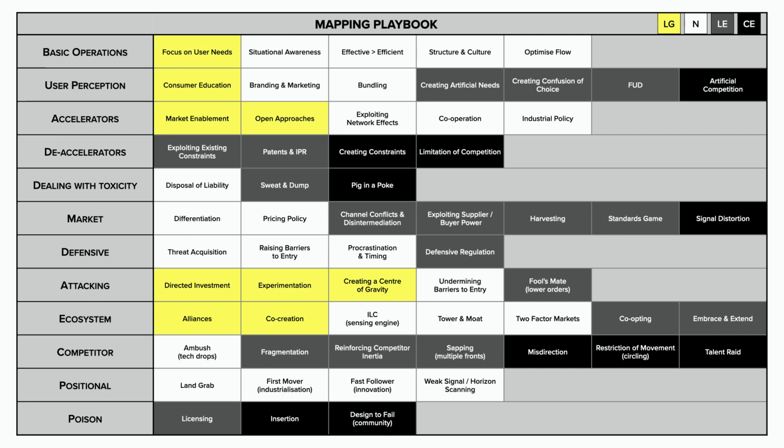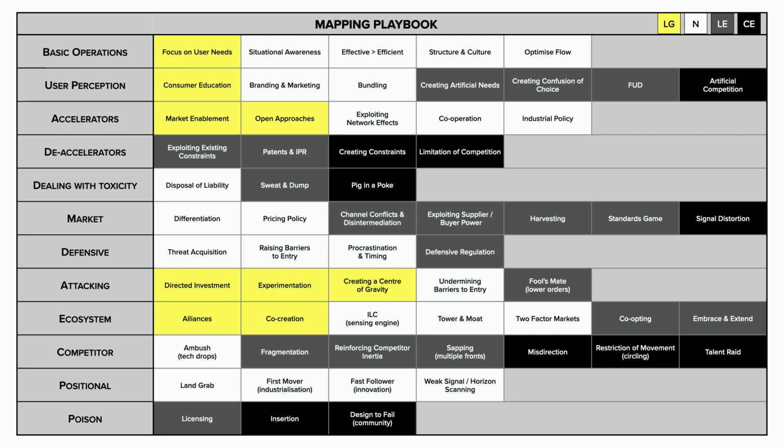There are moves for dealing with toxicity, such as disposing of legacy IT systems, and market moves, such as differentiating our products or disintermediating, a fancy name for bypassing sales channels by going direct to consumers. There are also defensive moves, such as raising barriers to entry, to make it harder for potential rivals to enter our profitable industry and take us on. And then there are attacking moves, such as undermining barriers to entry, so we can enter new profitable markets ourselves.